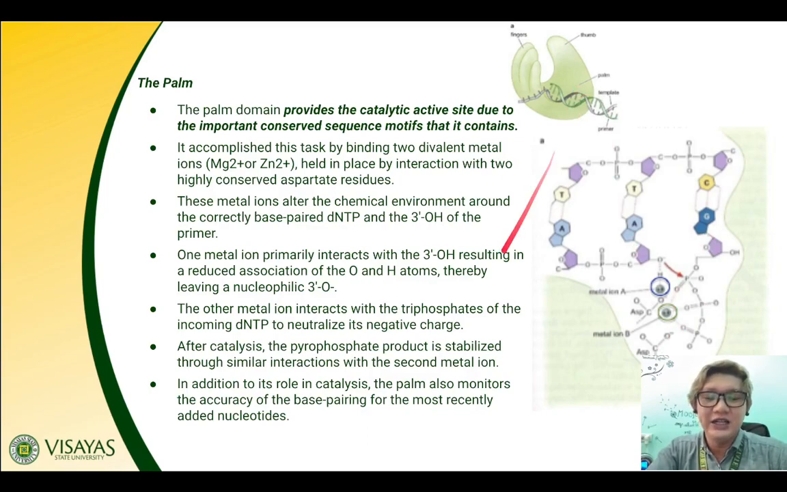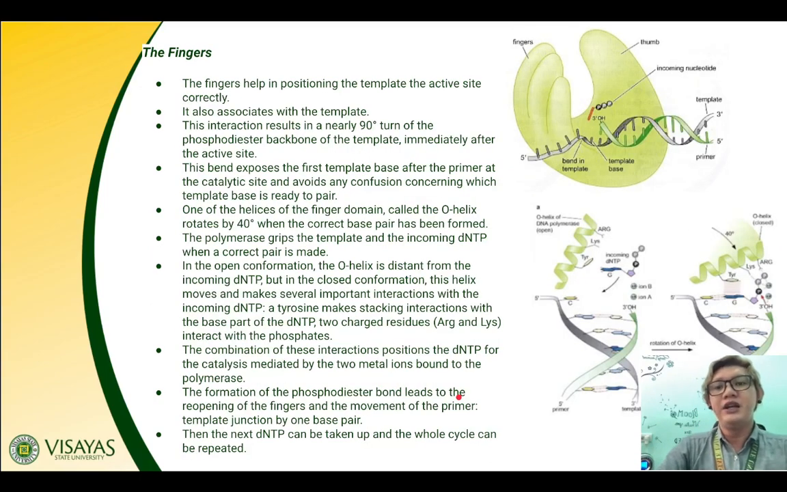The fingers, on the other hand, help in positioning the template in the active site correctly. So it associates with the template. This interaction results in a nearly 90 degree turn of the phosphodiester backbone of the template immediately after the active site. So the bend will expose the first template base after the primer at the catalytic site and avoids any confusion concerning which template base is ready to pair.